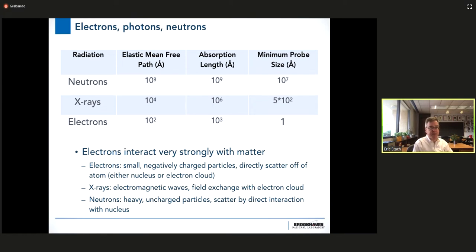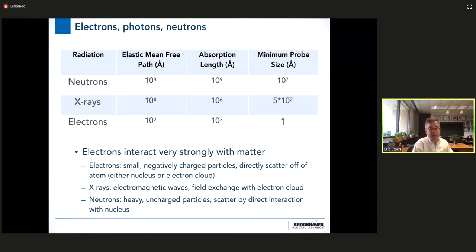In the case of electrons, they're small charged particles, and as they come towards the atomic core, they can bounce off of the atomic core, or they can bounce off of the electron shells, but in particular, that just changes their trajectory. And so it's something that's actually much more likely to occur in terms of the strength of scatter than an X-ray interaction with an atom. So as a result, the electrons interact very strongly with materials. And this is again because they're small negatively charged particles. They directly scatter off of either the nucleus or the electron cloud.